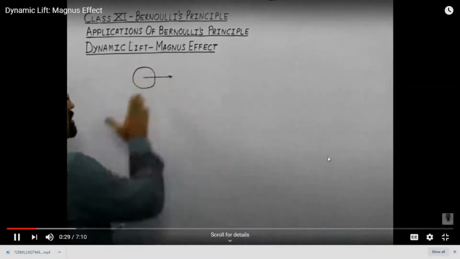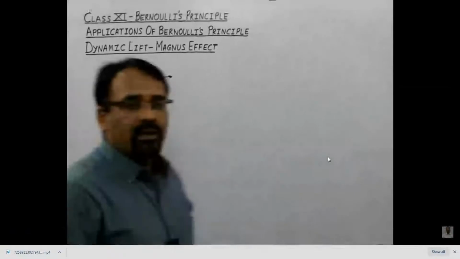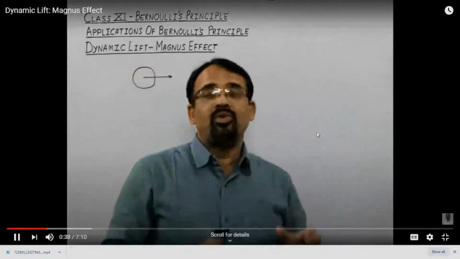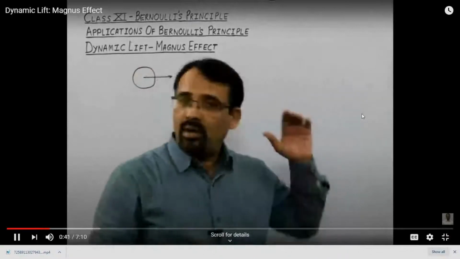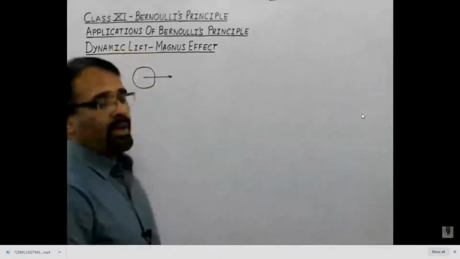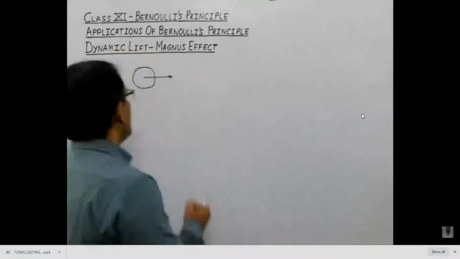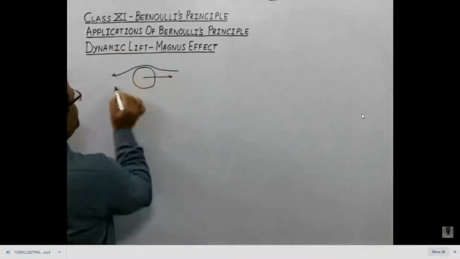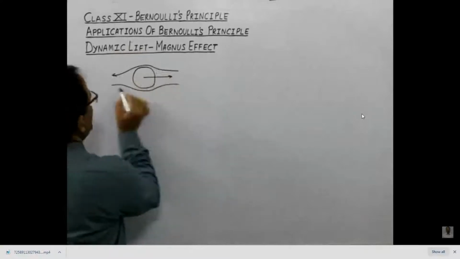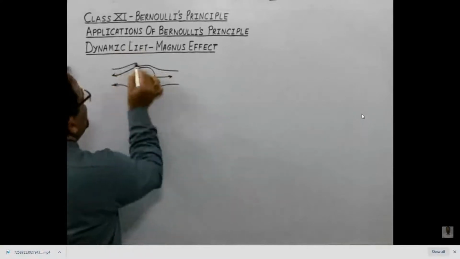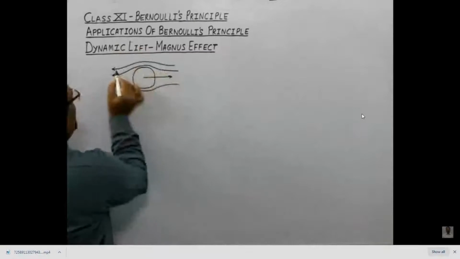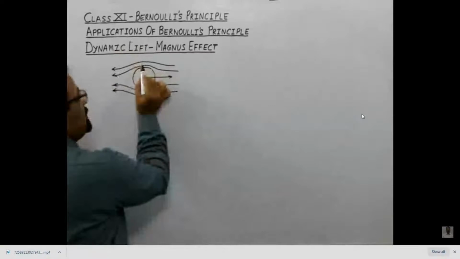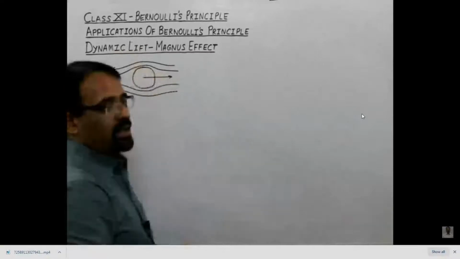Suppose it is thrown towards right, and when it is thrown, the air makes uniformly distributed streamlines on both sides, above as well as below the ball, because it is not spinning. So the distribution of the streamlines caused by the air will be like this, and we have the same value of velocity at the top of the ball as well as below it, and therefore there will be no pressure difference here.